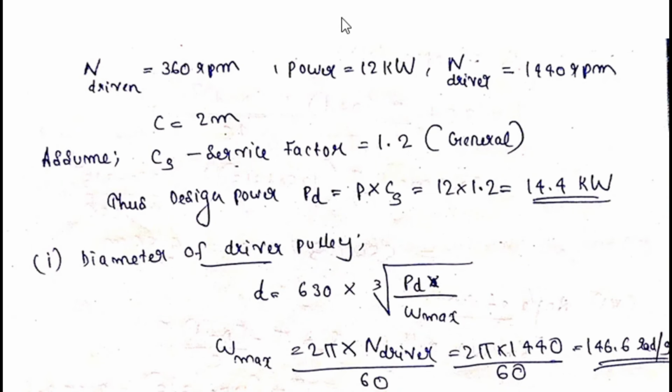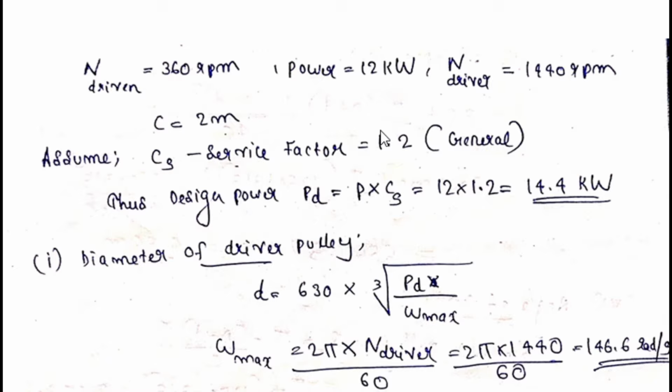So the RPM of the driven is 360 RPM. That's the fan here. Then the power is 12 kilowatt and the RPM of the driver is 1440. And the center distance is 2 meter. That's also given. So we have the service factor Cs value, which is not given in the question. Even though it is not given, you have to assume it as 1.2. If not given, the value that we'll be assuming is 1.2. Suppose if some value is given, you have to take that.